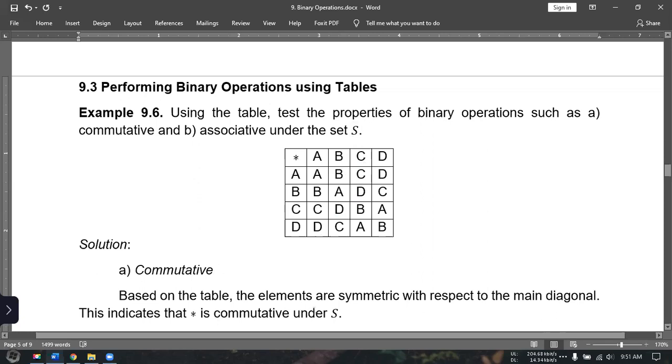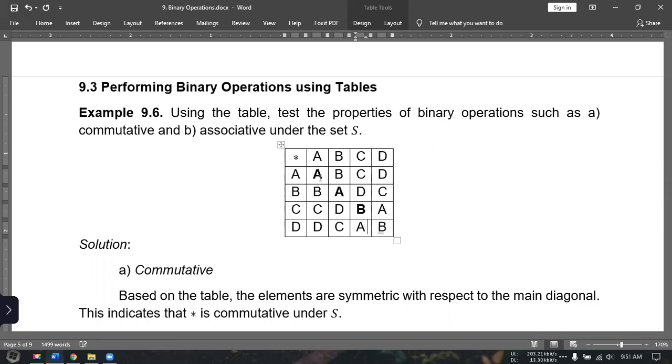And you can easily identify whether a set which is illustrated using a table is commutative if you observe the diagonals. The elements should be symmetric with respect to the main diagonal. This is our diagonal. And if you observe, the elements were symmetrical with respect to this diagonal. We have B, D, A, same goes B, D, A above, C, C and D. So therefore, the operation is commutative under the given set S.